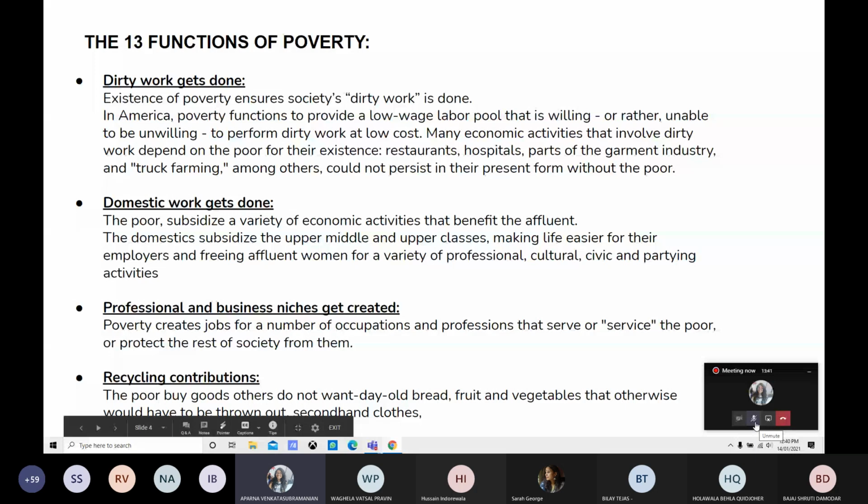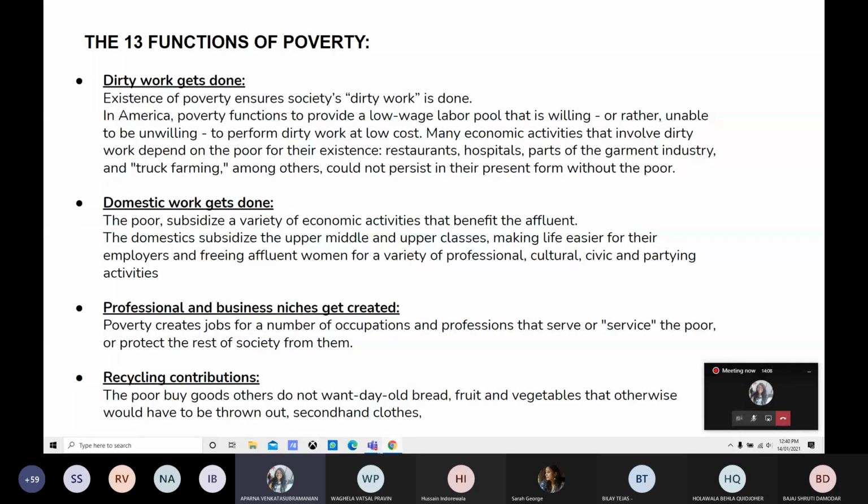So Gans mentioned several ways in which poverty is functional for the better-off members of the society. The first point he talks about is the dirty work that gets done. Poverty means there will be a lot of people to do low wage and so-called undesirable work. In a society where there is no population dependent on low wage, where everyone has equal opportunity for social and economic advancement, where there isn't a great variation in formal education levels and job skills, I mean, who would do the dirty work?